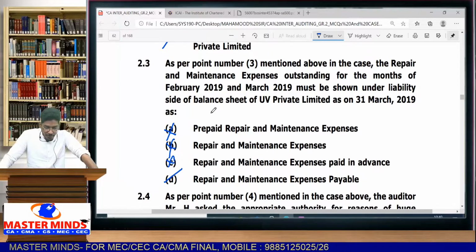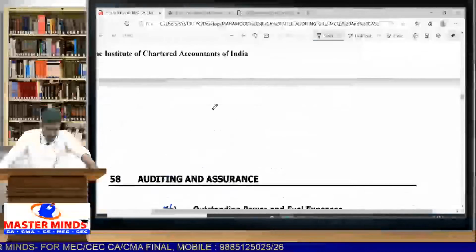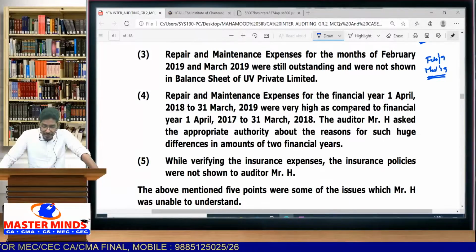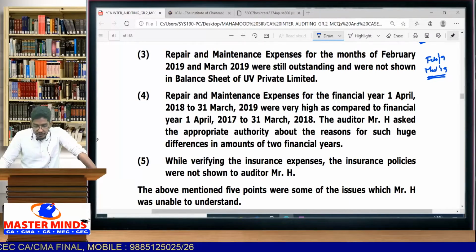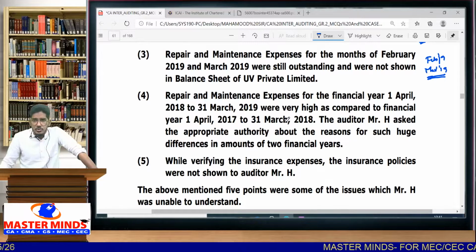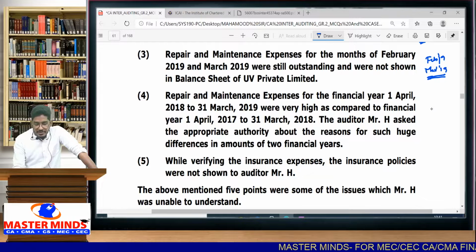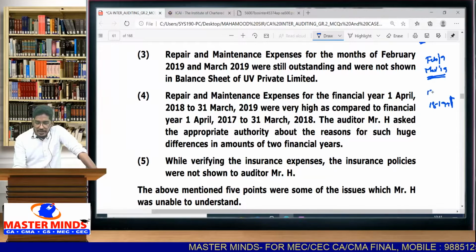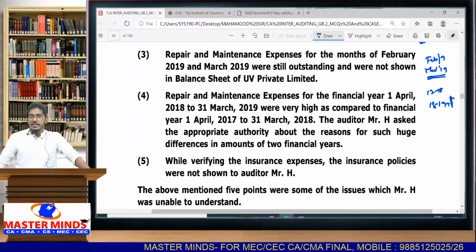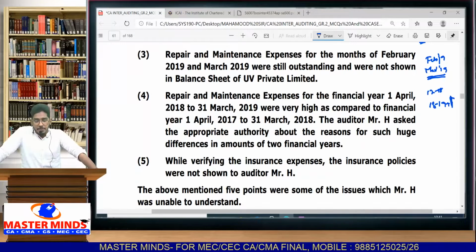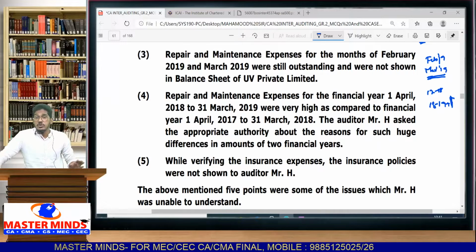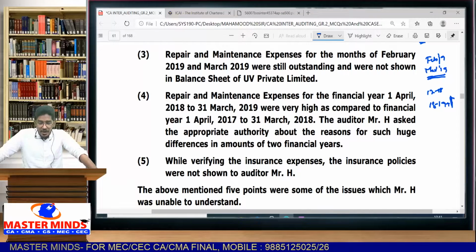Then 2.4. Sorry, let us read the fourth point. Repair and maintenance expenses for the financial year 1st April 2018 to 31st of March 2019 were very high as compared to financial year 1st April 2017 to 31st of March 2018. So repairs and maintenance expenses for the year 18-19 are very high when compared to 17-18. For example, 17-18 repairs and maintenance expenses are just 10 lakh, but 18-19 are 1 crore, very much higher. Then the auditor, Mr.